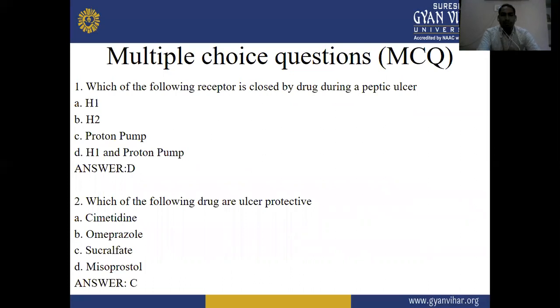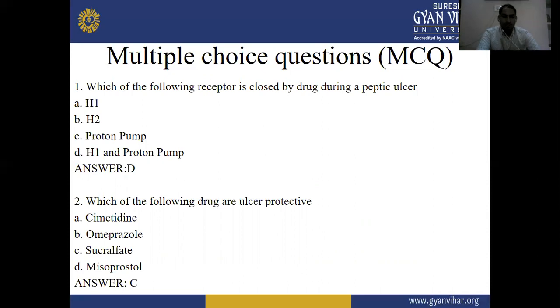Next one, multiple choice questions regarding this topic. First question: which of the following receptors is blocked by drugs during peptic ulcer? Option A is H1 receptors, option B H2 receptors, option C proton pump receptors, and option D H1 and proton pump receptors. The right answer is D. H1 and proton pump receptors are blocked by drugs during peptic ulcers.